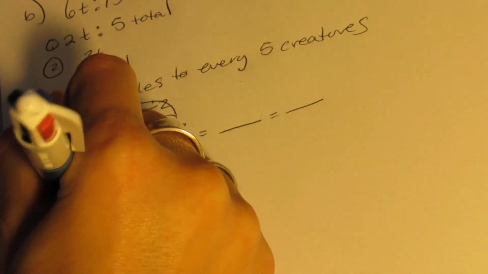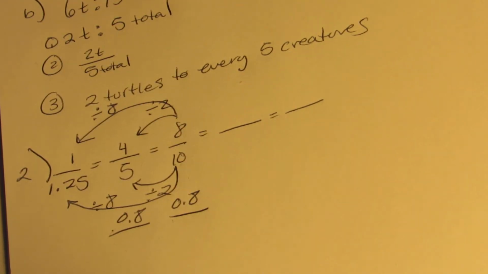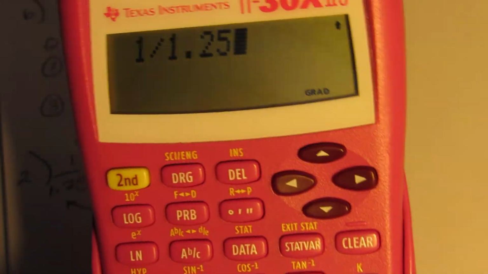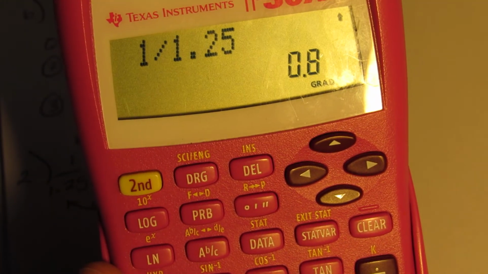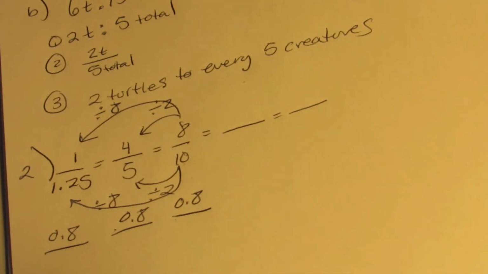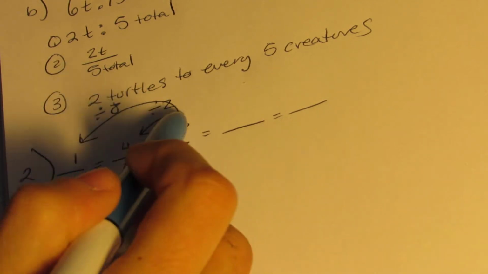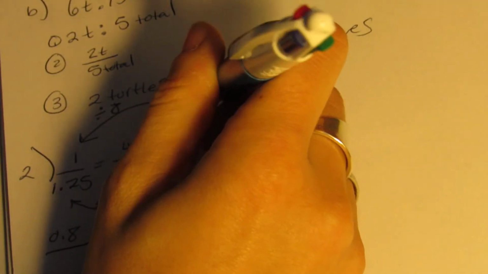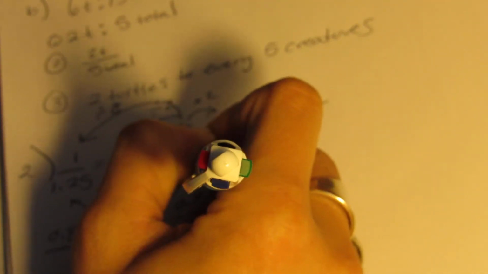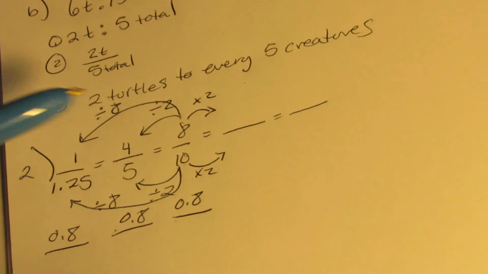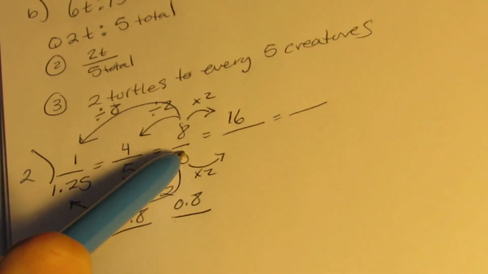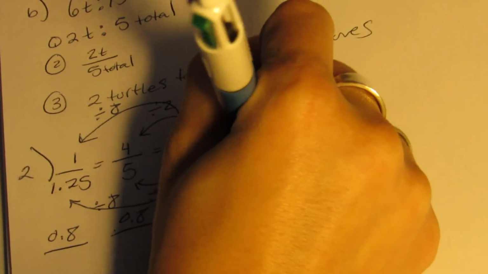Okay, so let's check if that is correct. 1 divided by 1.25 is equal to 0.8, so we were correct. That is equivalent to 8/10. Now we can scale up. So the same way you divided by 2, we can multiply by 2 on the top and on the bottom, so your numerator and your denominator. 8 times 2 is 16. 10 times 2 is 20.